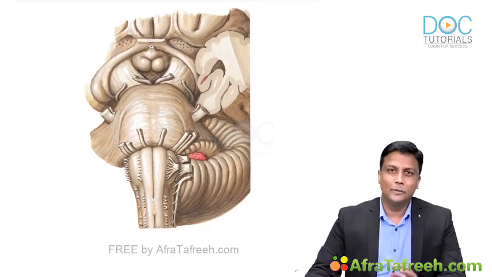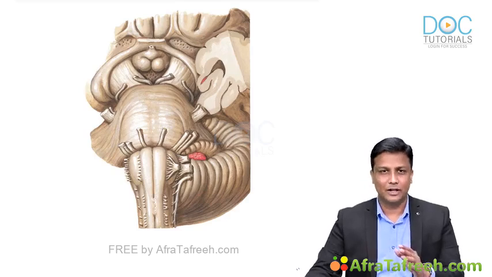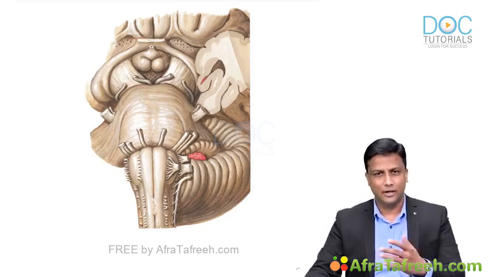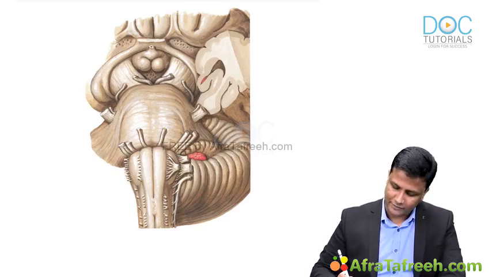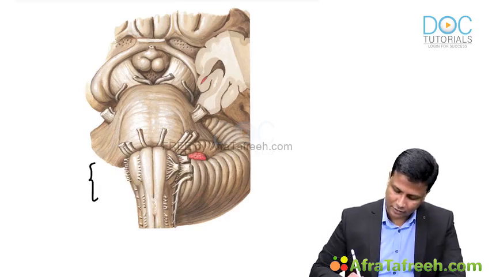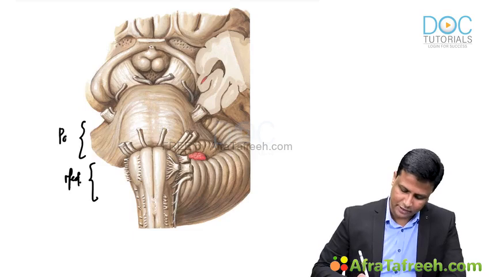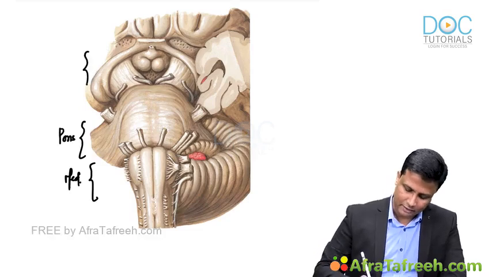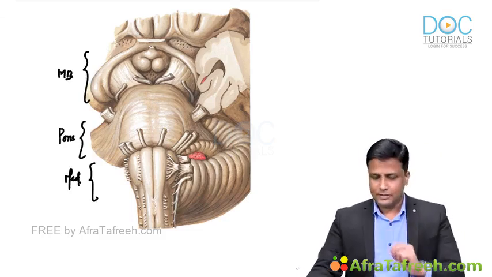And do one thing, guys, the moment you see these kinds of complicated images, don't panic in the exam. Just try to always start from the known part. So below you're able to appreciate the spinal cord. Just above the spinal cord will be the medulla. Above that, this big bridge-like structure will be the pons. And above the pons, you'll have the midbrain. That's your midbrain, pons and medulla.